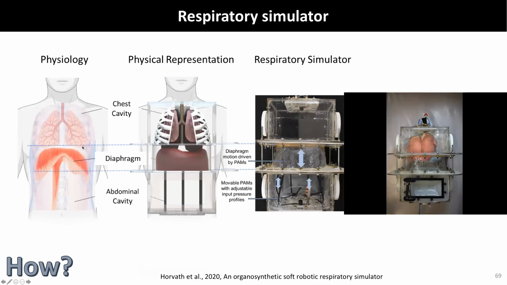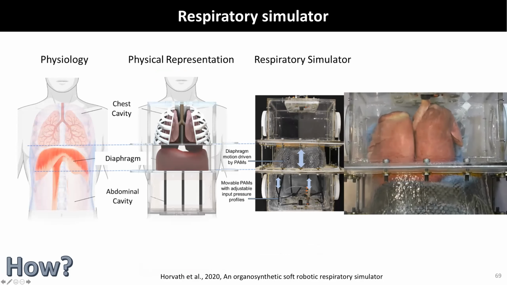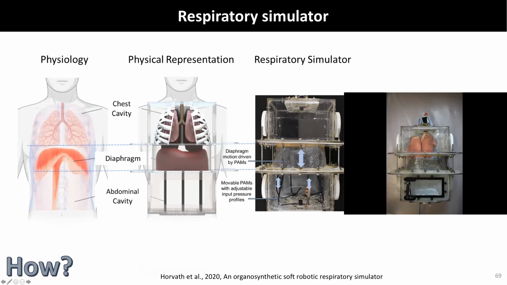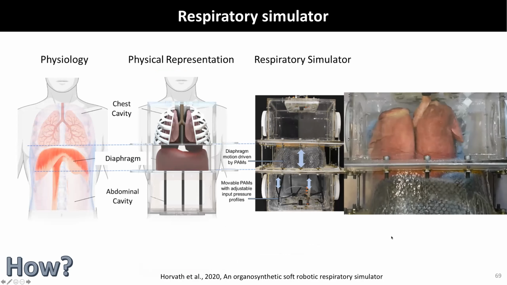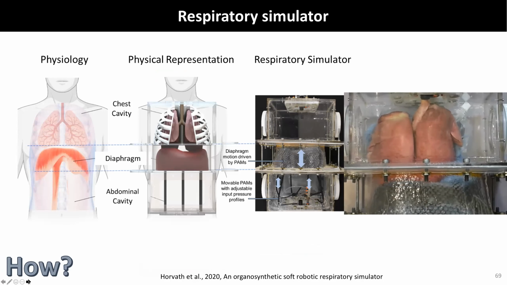This is the physiology of the respiratory system, and this is our respiratory simulator. We have a diaphragm that's actuated by soft robotic muscles. We can generate abdominal and thoracic pressures, and we can inflate and deflate lungs. This is shown for visualization purposes.